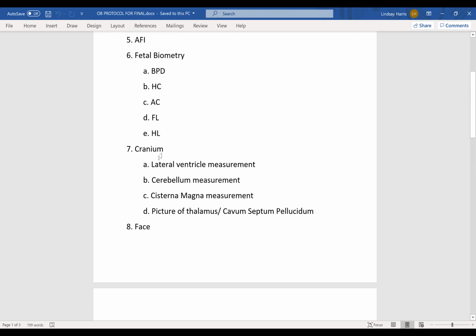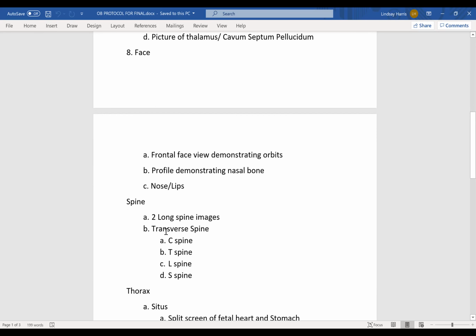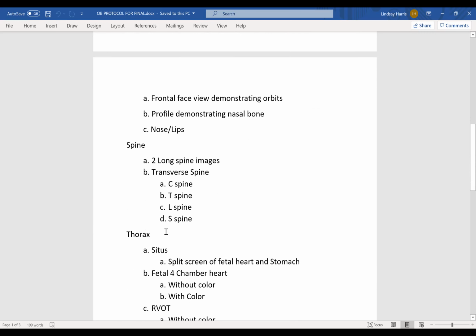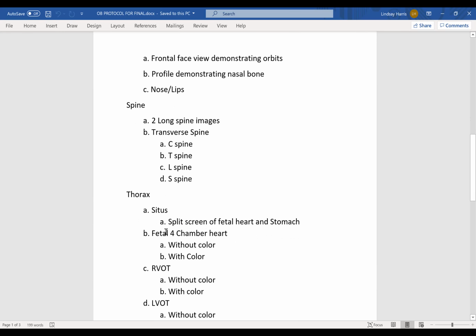For the cranium, there are multiple things that we look at, and I'll go over this in the PowerPoint. This is showing what we like to measure: the lateral ventricle, the cerebellum, the cisterna magna, the thalamus, and the cavum septum. Then you'll go to the face. You'll want to do a frontal view of the face to look at the orbits, a profile to demonstrate the nasal bone, and the nose and lips to make sure there's not a cleft. Then you'll go to the spine. You'll look through the spine and make sure there are no openings or spina bifida.